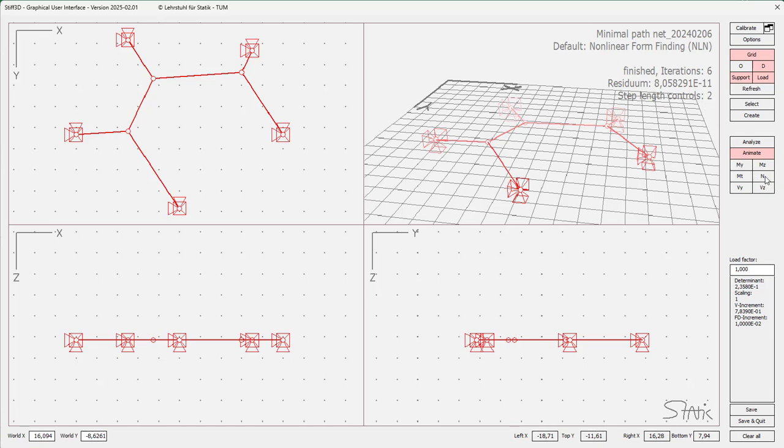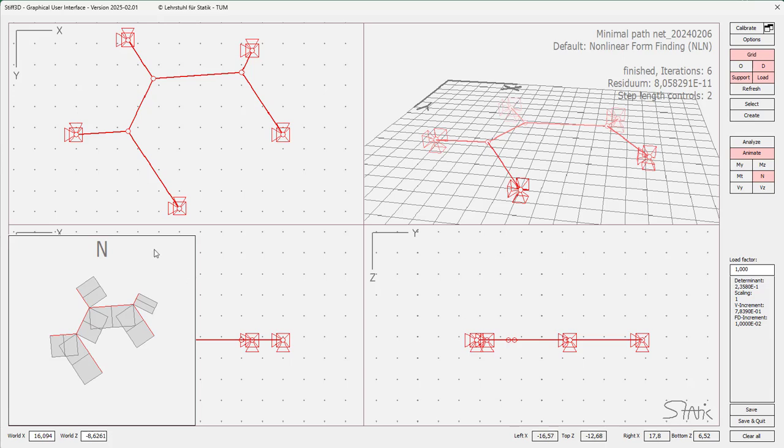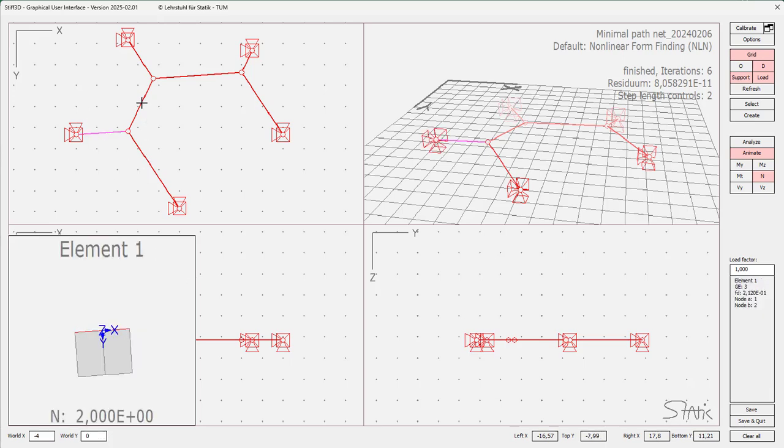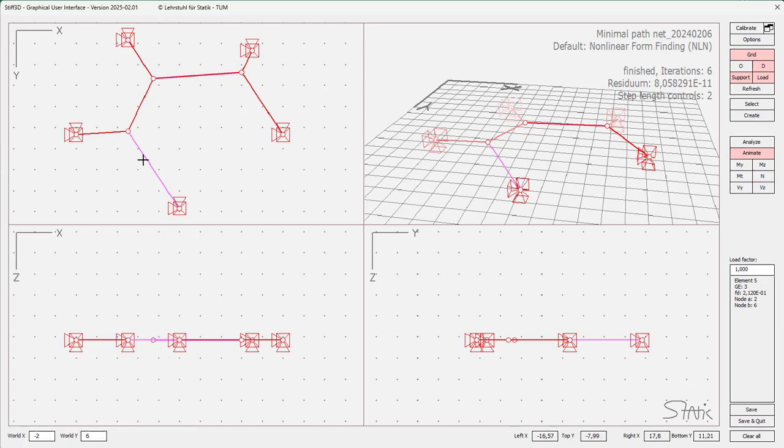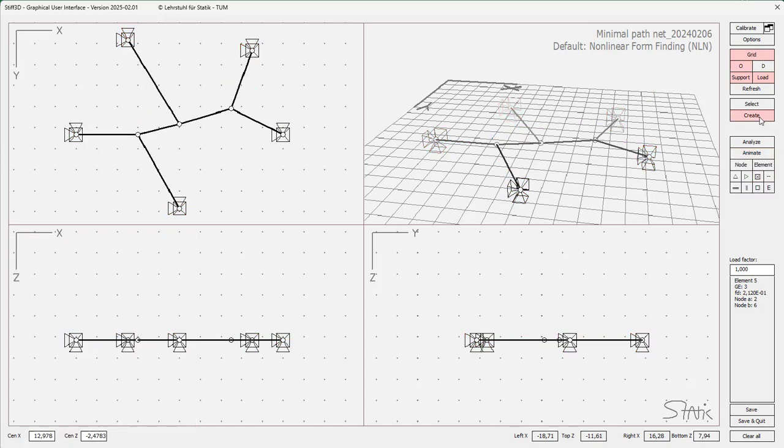Let's check if we really have reached the goal with respect to the element forces. Here the forces: element 1, we have 2, element 2, 2, and so on, 7, all of these elements have reached the final goal as it should be, to be 2. Wonderful.